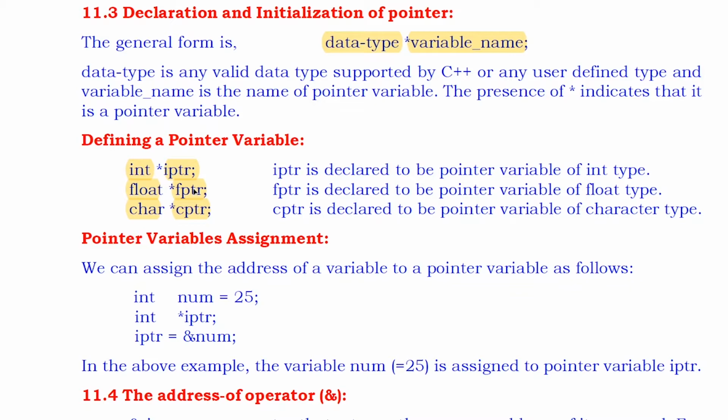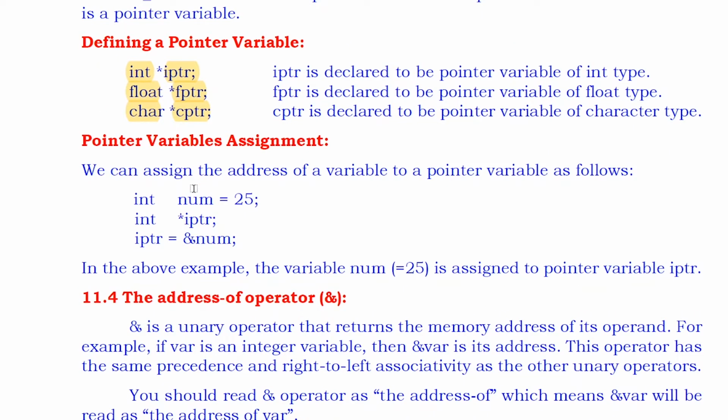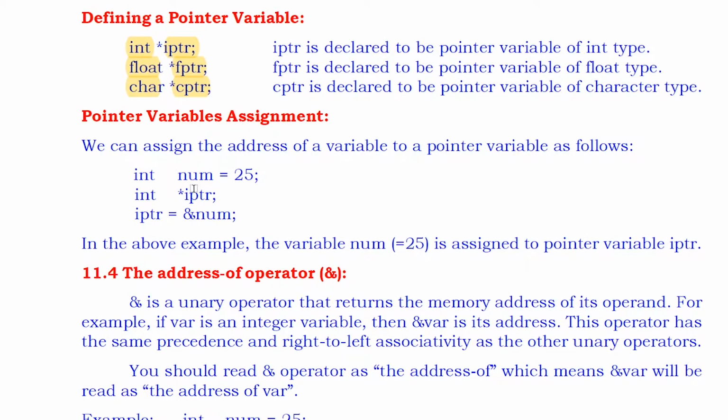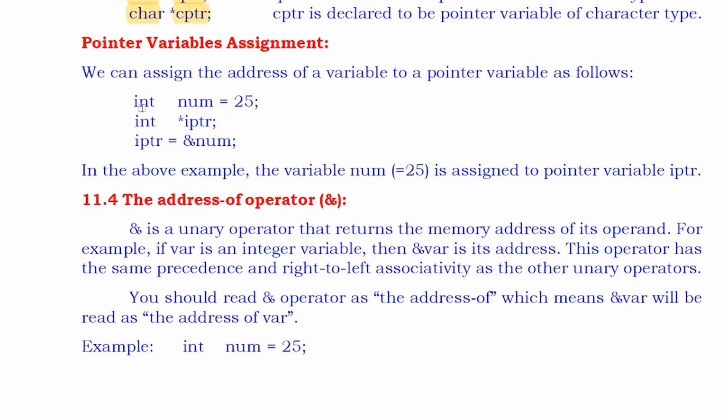So now, how do you initialize, how do you assign values to the pointer variable? Already I've told you the pointer can store only the address of another variable. Therefore, last class we learned the unary operator, the ampersand symbol, which is called the address operator. In this example program segment, we have declared a variable num, which contains the value 25.